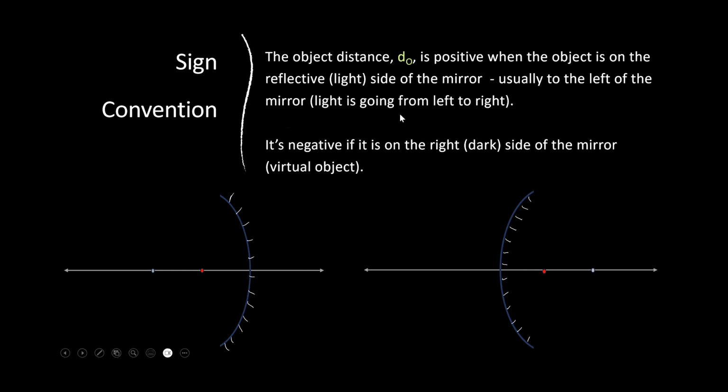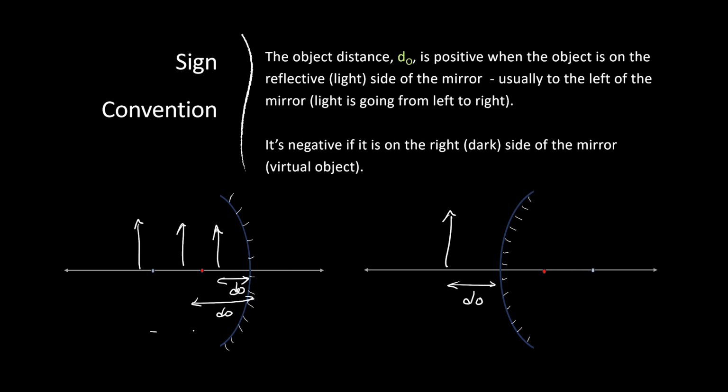The distance to the object is positive when the object is in the reflective or the light side of the mirror. So as long as the object is here, here, or here, doesn't matter, all these distances are positive. If the object happens to fall here or there, this is for a concave, convex, then it's going to be negative.